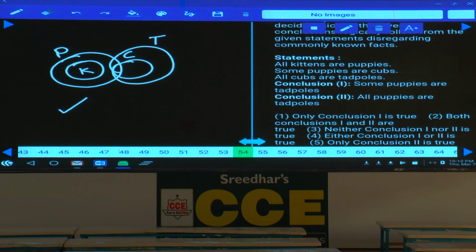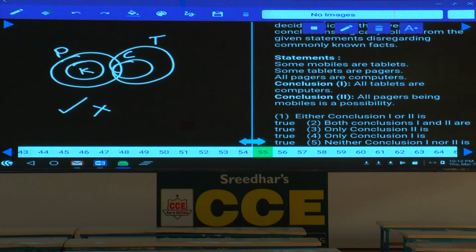Then the second one, all puppies are tadpoles. All puppies are tadpoles, true or false? That is false. Hence only conclusion 1 is true, choice 1. Done with this? And so what is your answer? Only conclusion 1 is true.